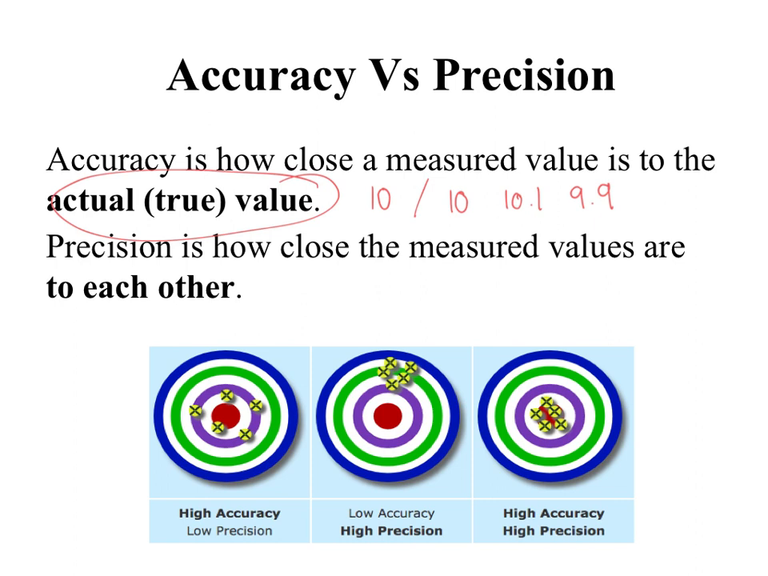So you want to note down these definitions and think about them, okay? So often we use a dartboard. So the true value would be the middle, the bullseye.